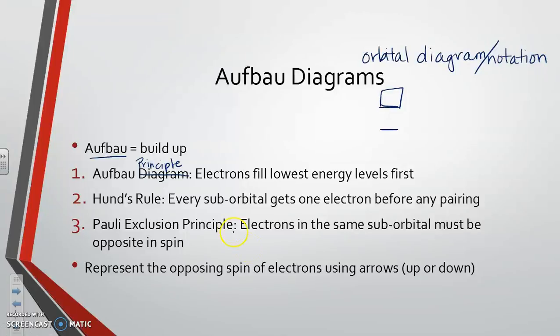We represent the spins of electrons using up arrows and down arrows. You'll notice when I start doing mine that I do a half arrow, and you can choose which one you want as long as you show it.